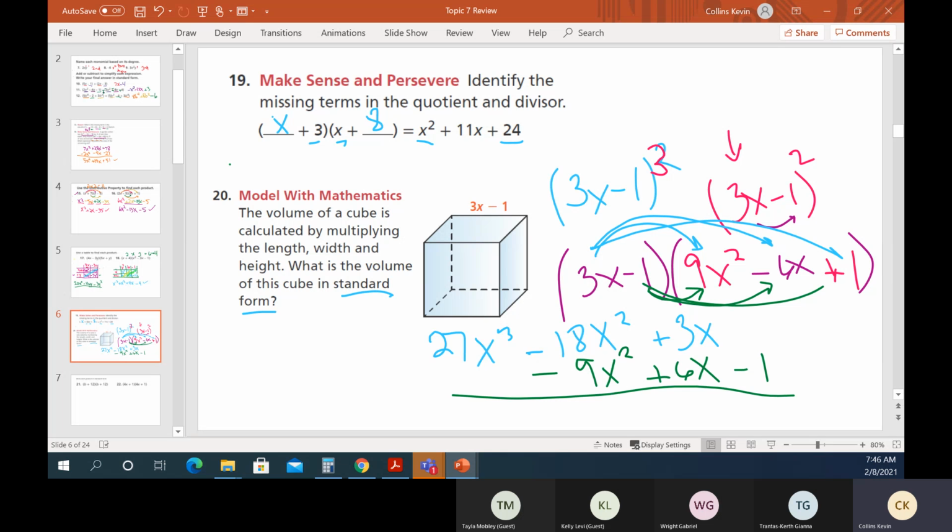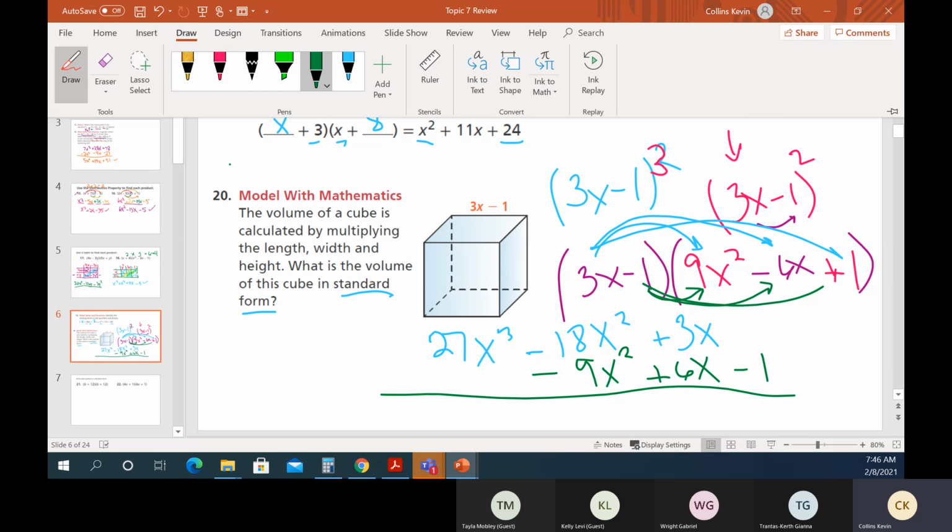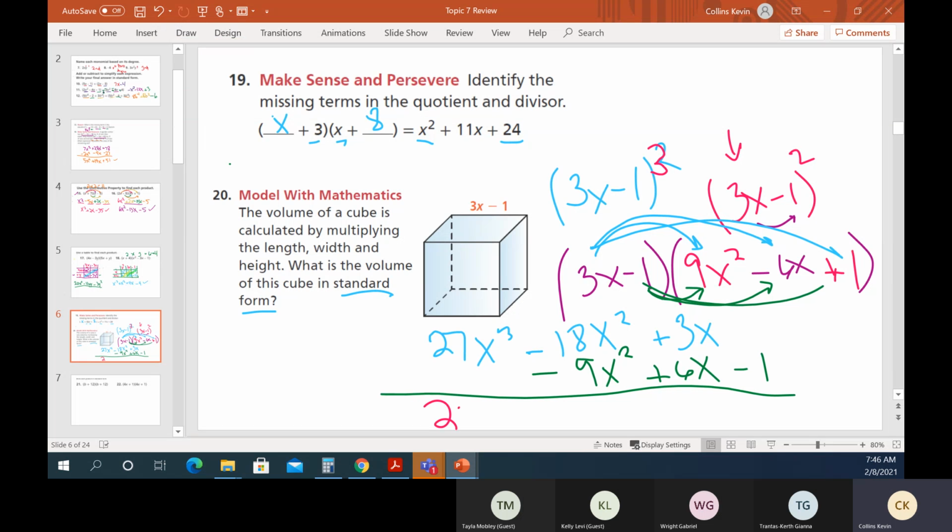Okay, so by shifting over one like that, it's kind of helpful because then I can just sort of add column by column and I'm good to go. So here I just got the 27x to the third, just bring him down. Okay. Then add these two guys together, so I got minus 18 minus 9 more. So minus 27x squared. Add these two guys together, 3 and 6 is 9. So plus 9x. And this guy's by himself, just bring him down. That's it.